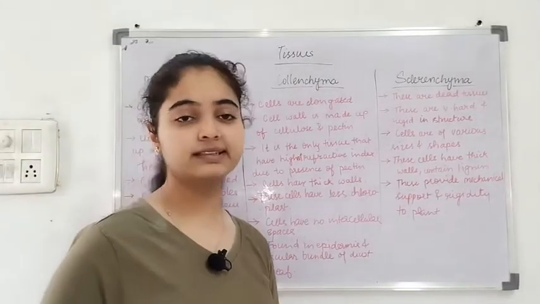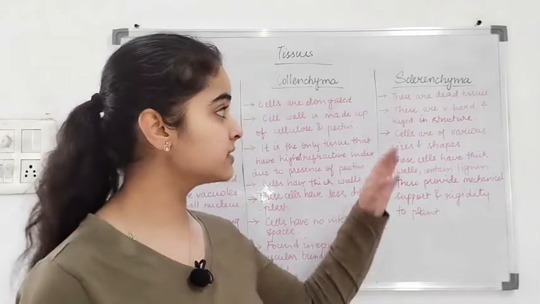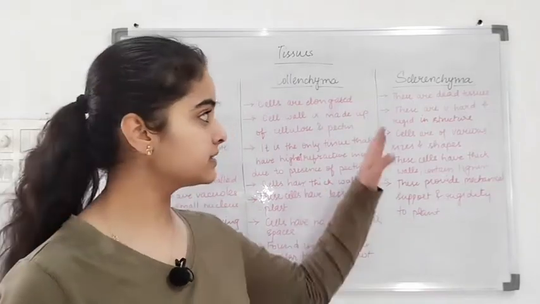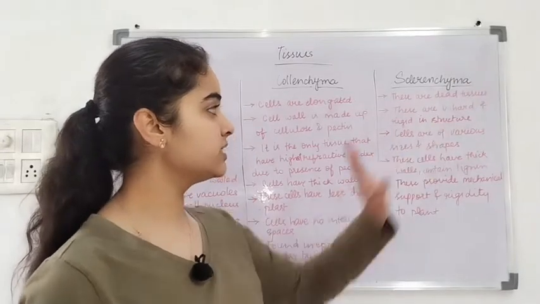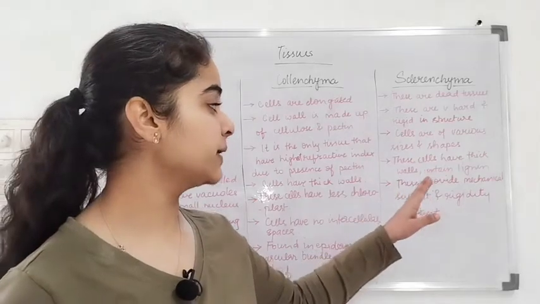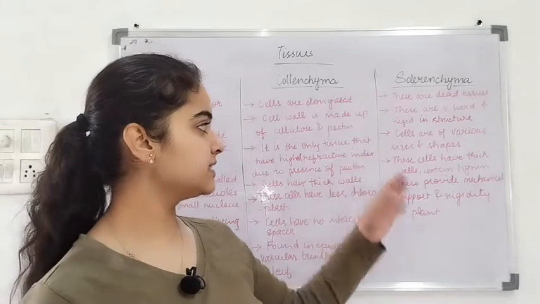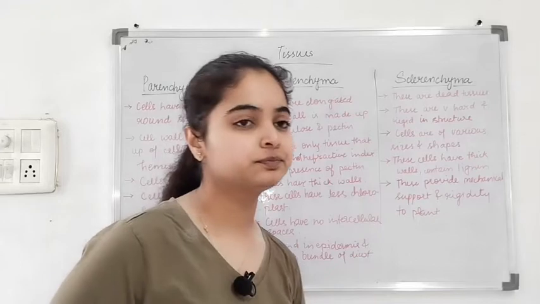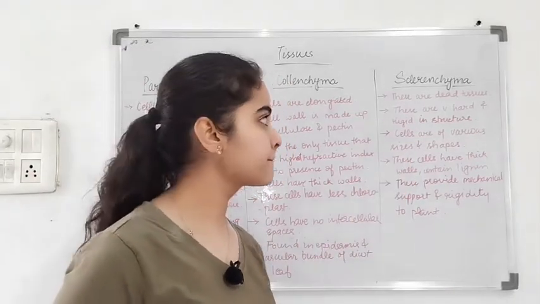The last one is the sclerenchyma. Sclerenchyma cells have various sizes and shapes, and this is the dead tissue. The collenchyma and parenchyma were living in nature, and this is dead. This tissue is very hard and rigid in nature, and this helps in providing the mechanical support and rigidity to the plant. And these cells have very thick walls, and the walls of these cells contain lignin. Due to the presence of lignin, these are hard and rigid.